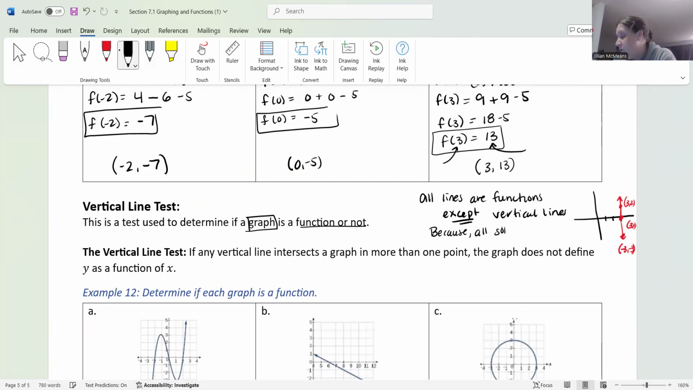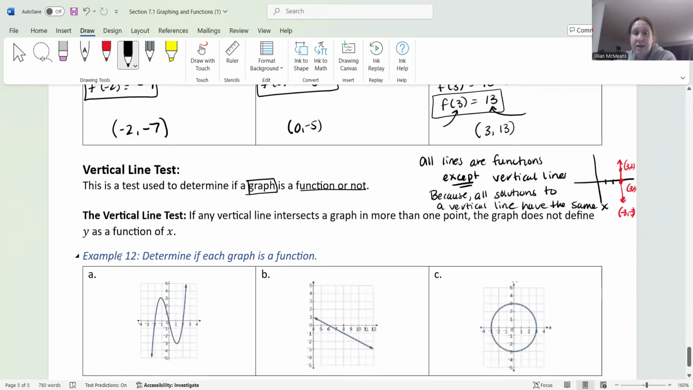all solutions to a vertical line have the same x, meaning x's repeat. So what we know about lines so far, they're all functions except a vertical line. And we use that to our advantage because we know a vertical line is never going to be a function. It has repeated x's. So this is how the vertical line test works.